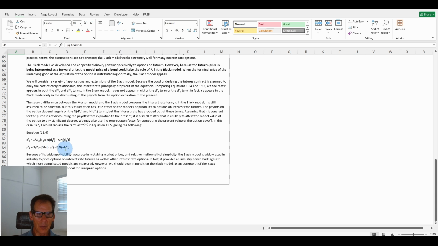Because of its wide applicability, accuracy in matching market prices and relative mathematical simplicity, the Black model is widely used in industry to price options on interest rate futures as well as other interest rate options. In fact, it provides an industry benchmark against which more complicated models are measured. However, we should bear in mind that the Black model, as an outgrowth of the Black-Scholes-Merton model, is a model for European options.